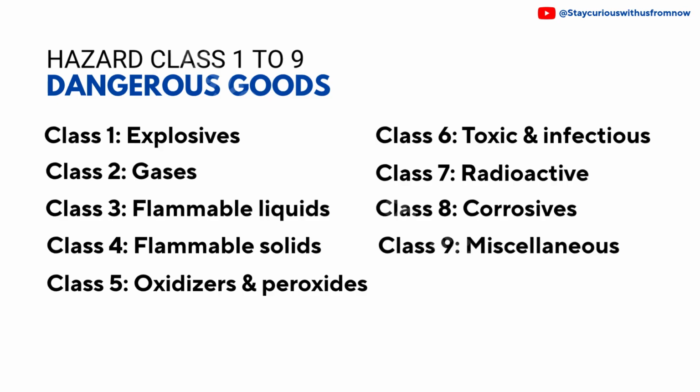Class 7 is reserved for radioactive materials such as uranium or medical isotopes, which emit ionizing radiation. Class 8 includes corrosives like sulfuric acid and sodium hydroxide, capable of destroying living tissue and damaging equipment. Finally, Class 9 is a catch-all for miscellaneous dangerous goods, including lithium batteries, dry ice, and environmentally hazardous substances. Together, these 9 classes form the universal language of dangerous goods, recognized across all transport modes worldwide.